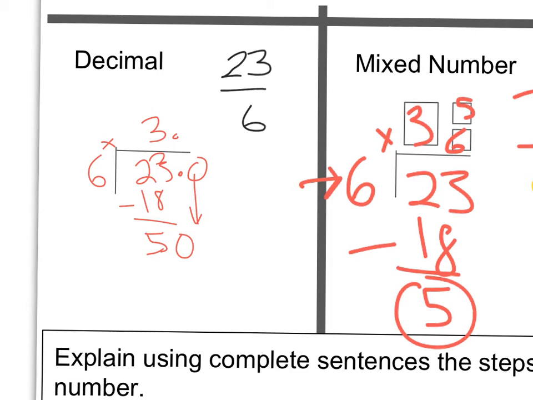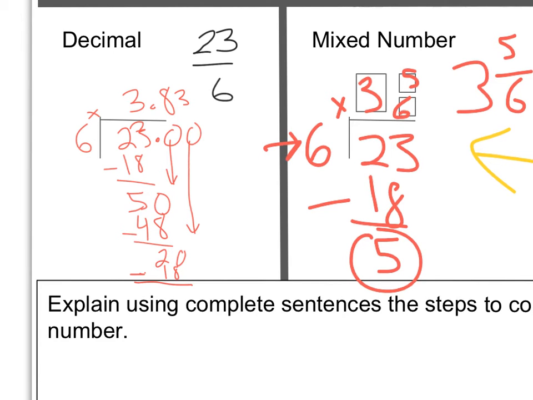Now we divide again. 6 fits inside of 50 8 times, and 6 times 8 is 48. Subtract, bring it down. You're going to get a remainder of 2. Add a 0, bring that down. 6 fits inside of 20 3 times. 6 times 3 is 18. And when we subtract, we get 2 again, so add a 0, bring it down. And we're going to keep on getting 20, and it's going to repeat. So we can put a line above the number 3 for digits that repeat when we have decimals.